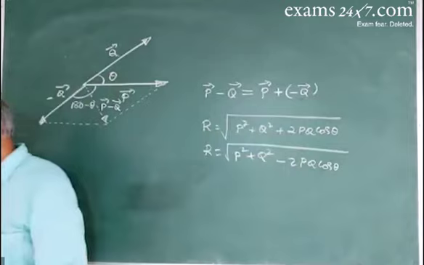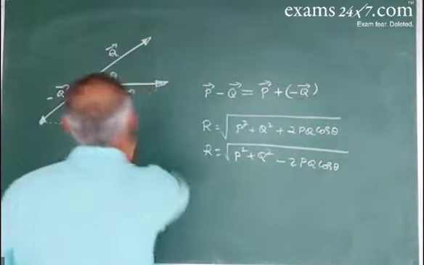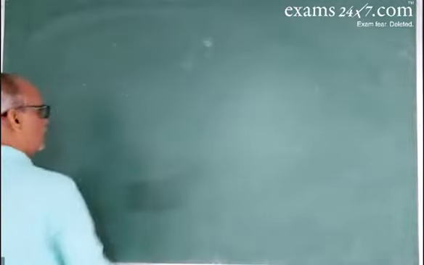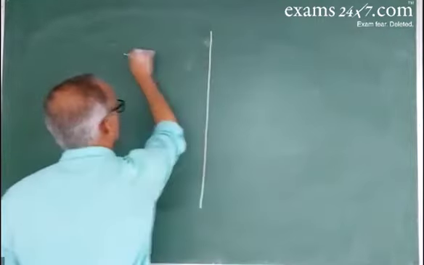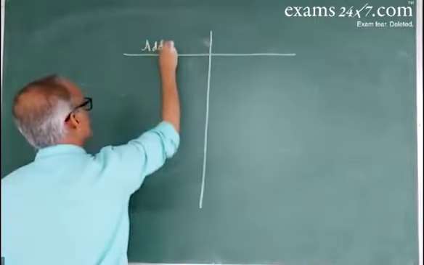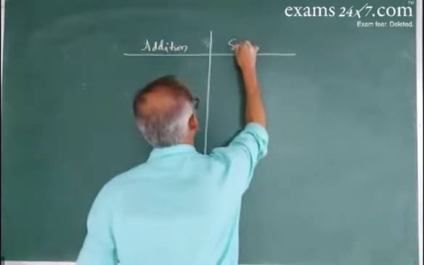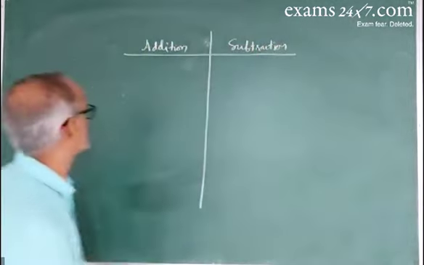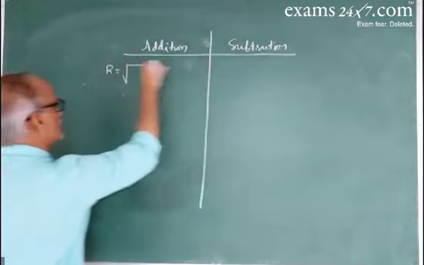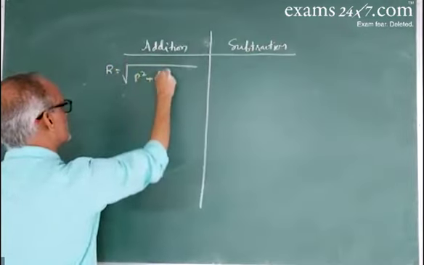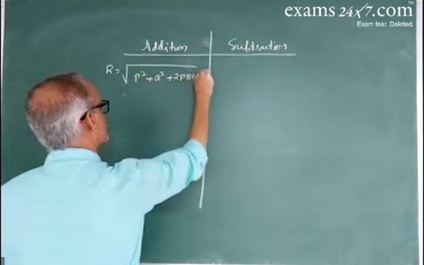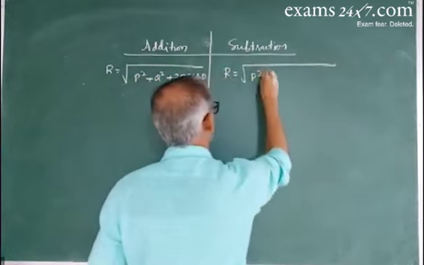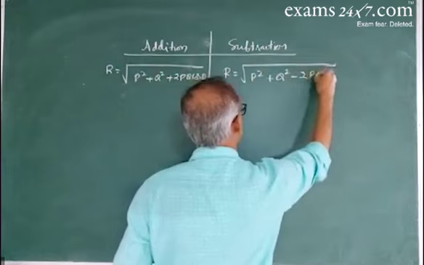And I'm going to give you the comparative table where you can remember all the different cases that we come across. So the comparative table is very important. So here I'm going to write the addition of the vectors, and here I'm going to write the subtraction of the two vectors. So the formula for the resultant r is equal to root of p square plus q square plus 2pq cos theta. Whereas in the case of subtraction, we write r is equal to root of p square plus q square minus 2pq cos theta.